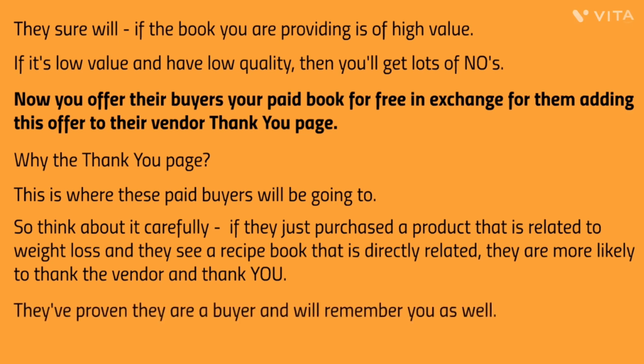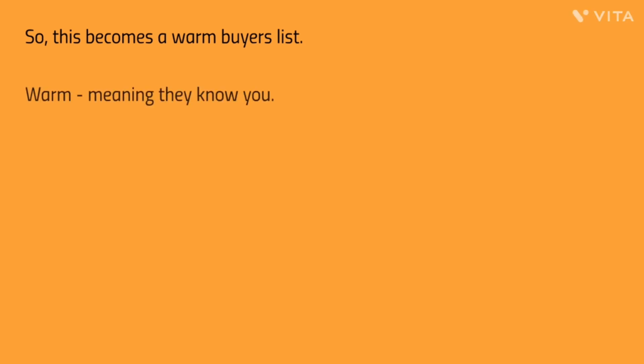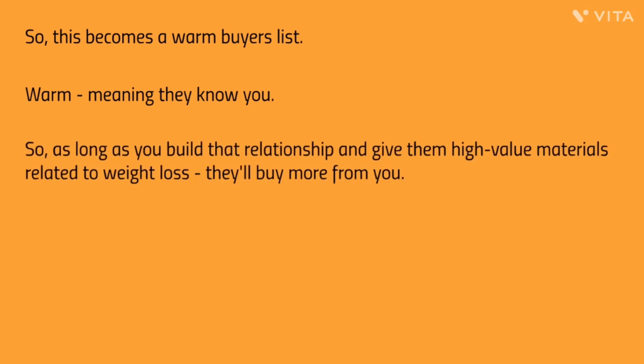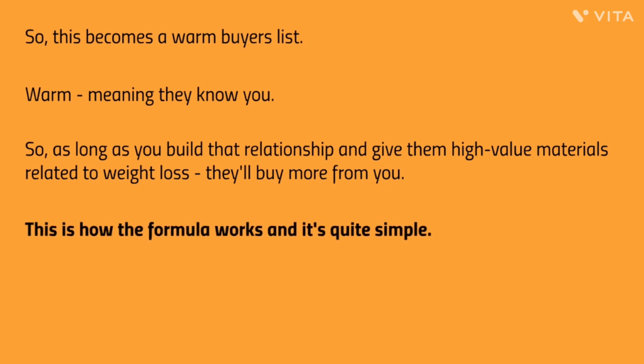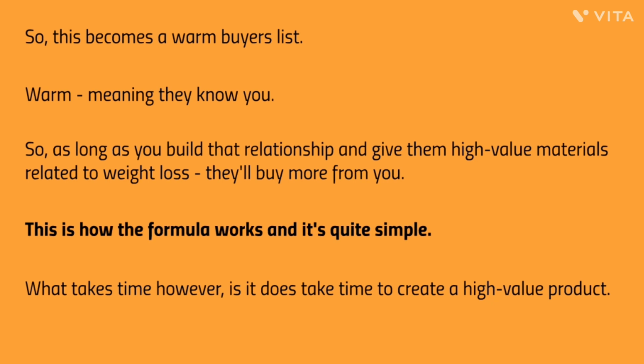Basically, they are a proven buyer and they're going to remember you as well. So this becomes what we call a warm buyers list. Cold list means that they don't know you at all. They don't know who you are. They just subscribed to your list. They don't know what you can offer them. So here, they have that connection. They know you, basically. That's what that means. So as long as you build that relationship up and you constantly give them high value materials related to weight loss, they'll buy from you. And this is how the formula works. And it's very simple, as you can see.